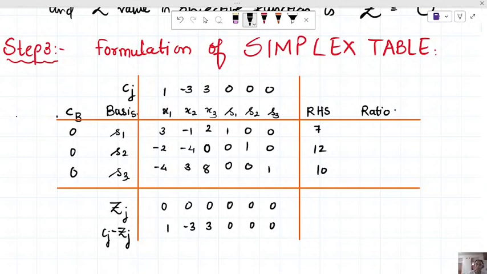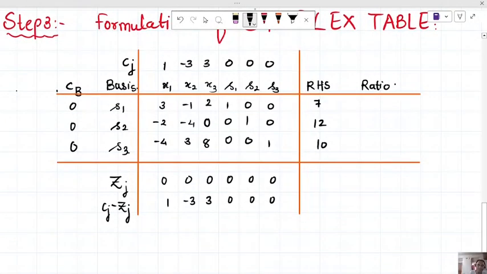Now, because the problem is of minimization type, in short I'll write here min, minimization type, and this is our table 1.